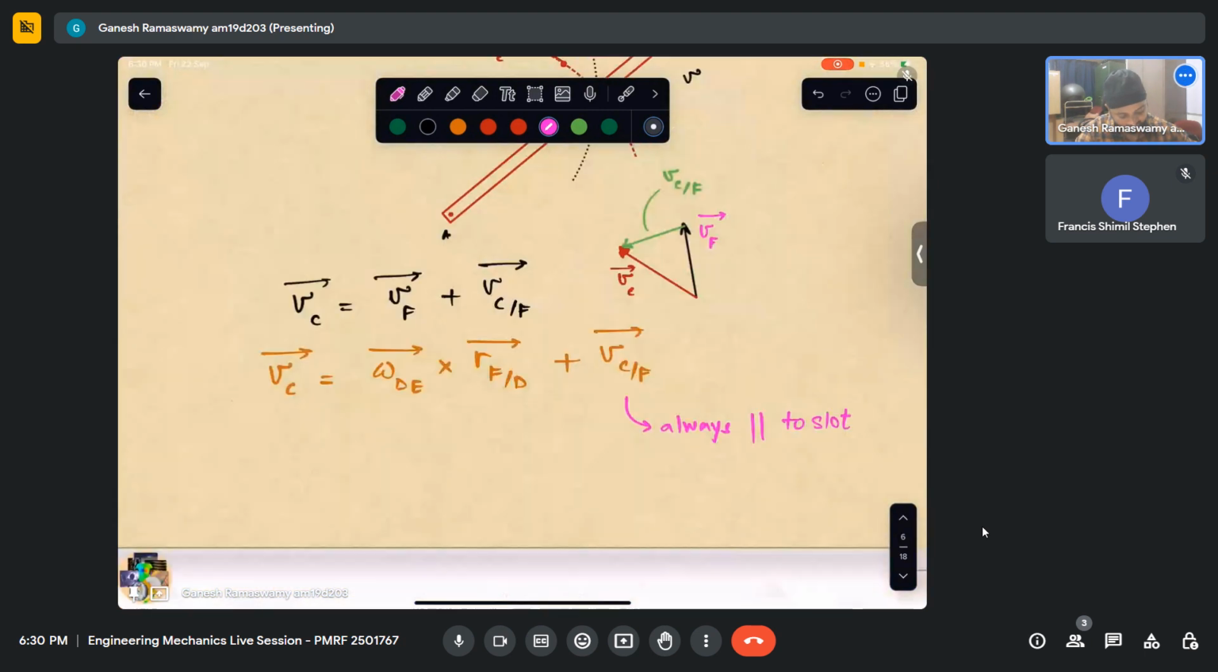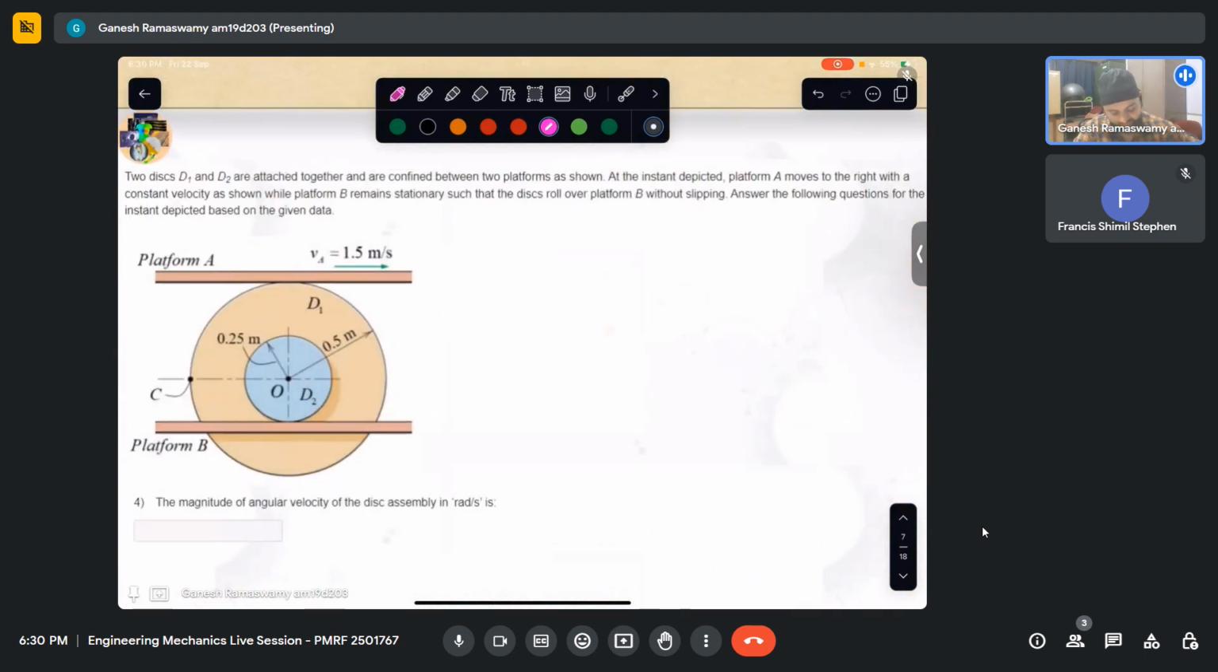Okay. So let us move on to this question. So we have two disks D1 and D2 attached together.